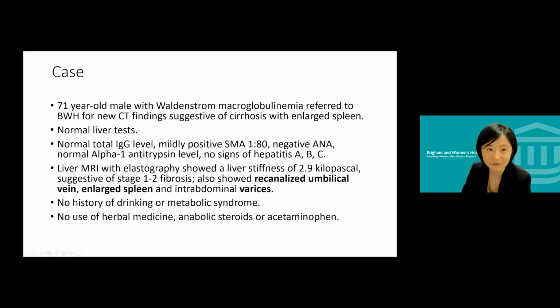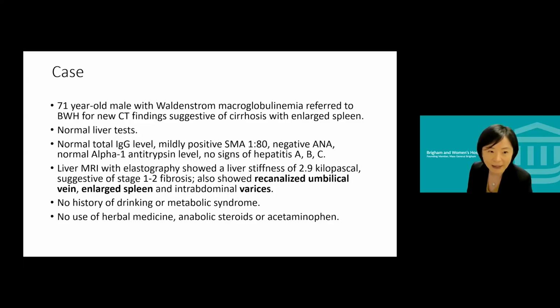So let's start with the first case. I did replace one of the scanned cases with a newer case here, but they do have a very similar diagnosis. This is a 71-year-old man, had Waldenstrom macroglobulinemia, referred to Brigham for new CT findings suggestive of cirrhosis with enlarged spleen. He had normal liver tests. He had normal total IgG level, mildly elevated SMA 1 to 80, negative ANA, normal alpha-1 antitrypsin level, no sign of hepatitis A, B, or C.